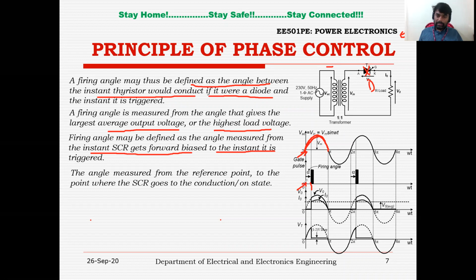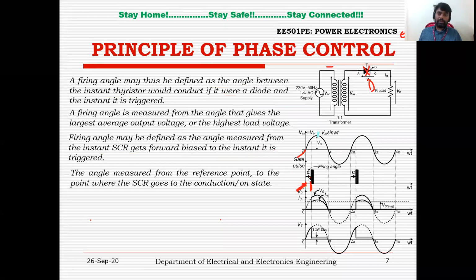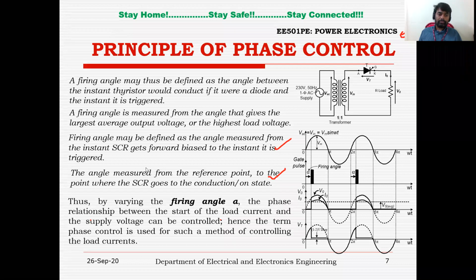Again, the same thing here: it is the angle measured from the reference point, this is our reference point at omega t equal to pi, to the point at which the SCR goes to the conduction state. So this is the firing angle. These are a few different types of definition for firing angle you can find. All of them give the correct definition, but it is better to go through these two definitions. It will be better, right?